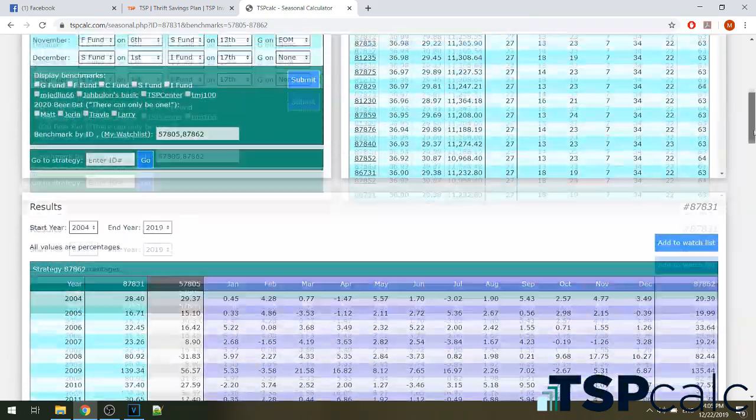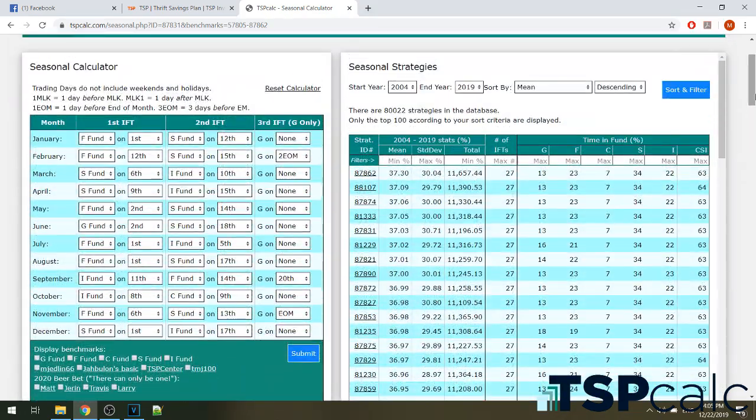Pretty cool. Now, how do I sort and filter? What does this button do? Well, you can change the year range. By default, it's showing you the statistics for the entire year range. You can see here it says 2004 through 2019 statistics. Well, if you don't care, for instance, what happened before 2010, then you could change it to 2010 through 2019 statistics. Again, sorting by mean descending.